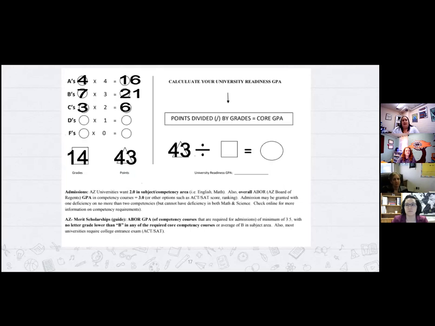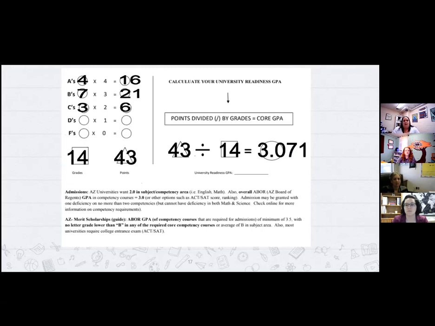And then I'm going to divide by my total number of letter grades, which is 14. So again, we're talking about that average. The sum of your terms divided by your total number of terms. And here, my core GPA is a 3.071.